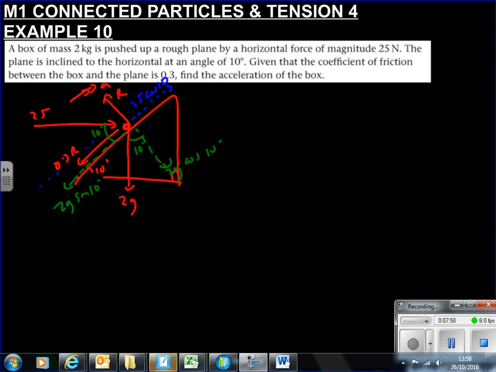And then we've got your one which is perpendicular to the plane, and that's going to be acting down. So 25 sine 10 degrees. And now you can work out this problem.